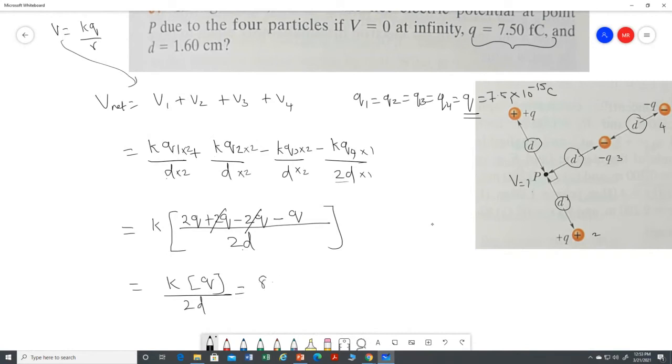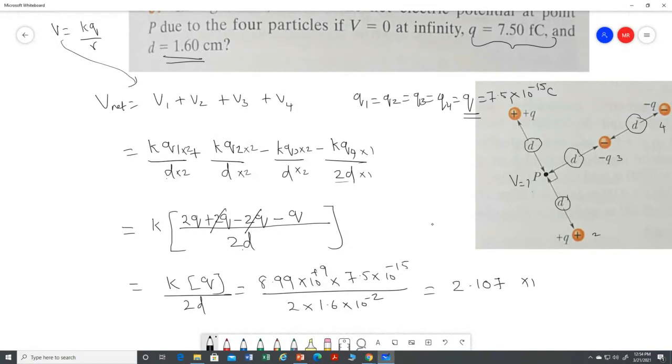Now substitute the value. K value 8.99 multiplied by 10 to the power of 9. Multiply by, what is the value of charge? 7.5 multiplied by 10 to the power of minus 15. Divide by 2 multiplied by, what is the distance here? The distance is already given as 1.6 centimeter, so 10 to the power of minus 2. Just tell me the answer. 8.99 times 10 to the power of 9 multiplied by 7.5 times 10 to the power of minus 15 divided by 2 multiplied by 1.6 times 10 to the power of minus 2. So I got 2.107. Did you get the answer?